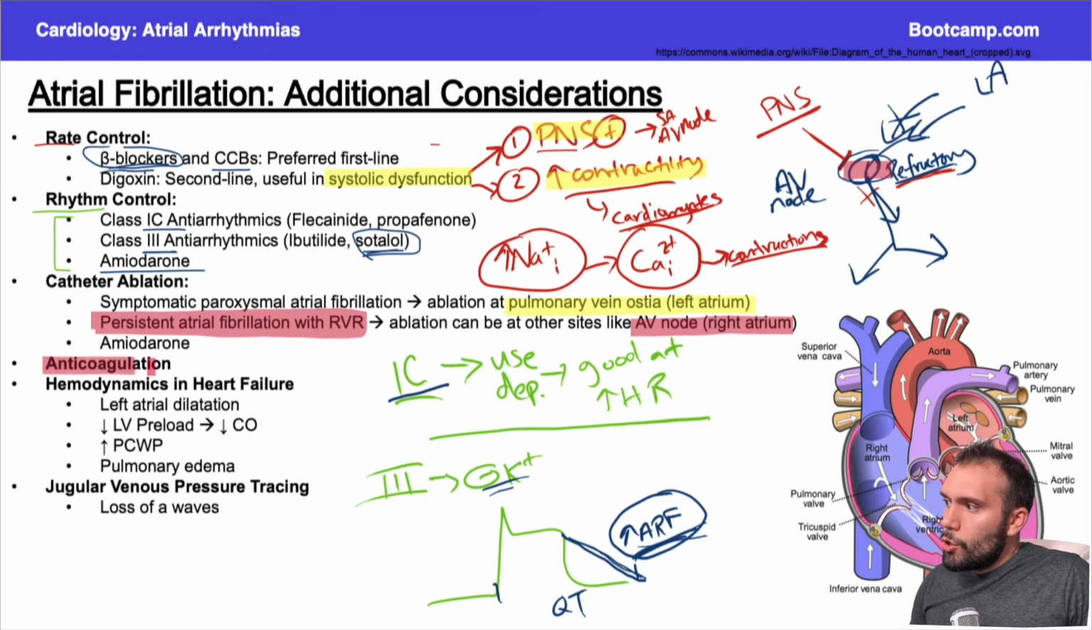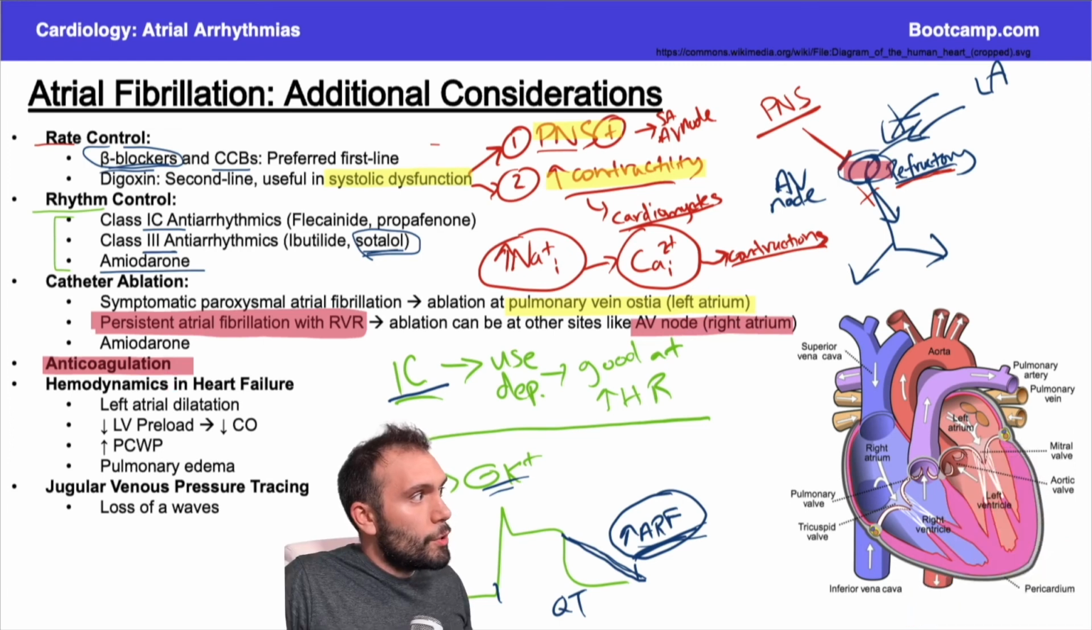I'm not going to talk too much about anticoagulation. This is more of a Step 2 thing, but just know that patients that have AFib typically will be anticoagulated. There's a scoring system for this. Not going to go into all those details because they're just not as high yield for Step 1. Hemodynamics and heart failure, we already kind of talked about.